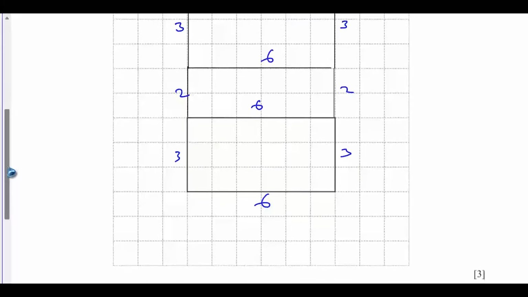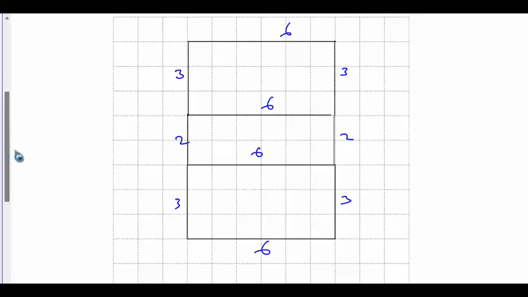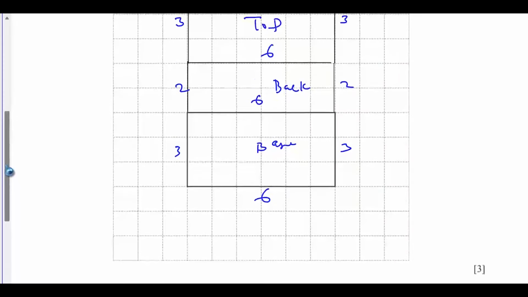We need to draw 3 more because we have 3 now. So this is the base now. If you fold this up, this will be the side. And if you fold this, this particular one will be the top. So this will be the base. Let's say this is the base, this will be the back, and this will be the top. So let's draw the remaining 3.